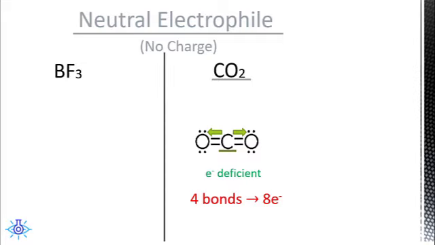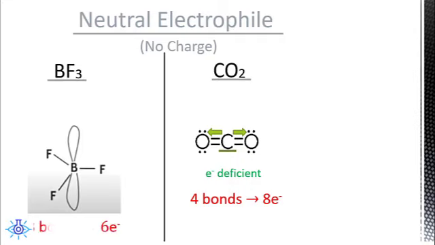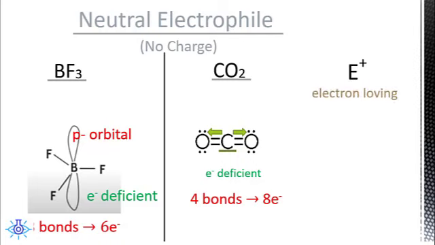Now let's learn about boron trifluoride. Boron trifluoride has 3 bonds around boron. Each bond is formed of 2 electrons, and in total there are 6 electrons. So it is deficient of 2 electrons. The p orbitals also are vacant and are in need of electrons. Hence boron is electron deficient and hence it becomes an electrophile. Electrophiles are electron loving and very reactive.